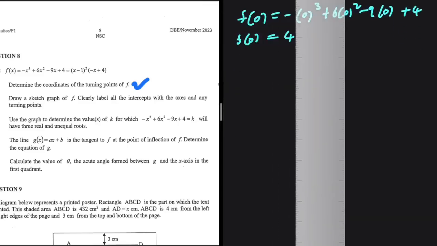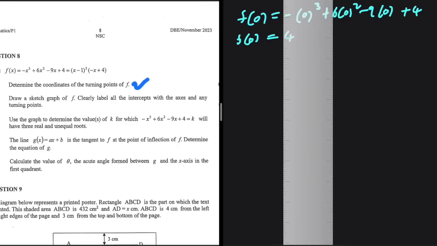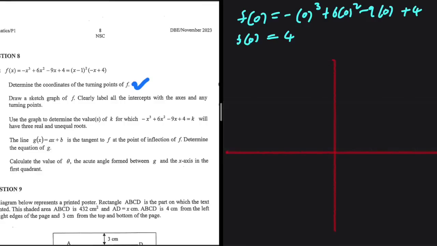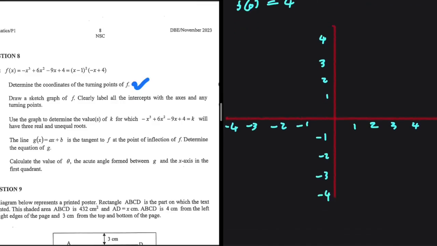So let me just put my axes here and see what I can do. My y-axis and my x-axis. Okay, I have 1, 2, 3, 4. Minus 1, minus 2, minus 3, minus 4. And then going up, we have 1, 2, 3, 4. Going down, minus 1, minus 2, minus 3, minus 4. Right, let's go ahead and plot our coordinates.